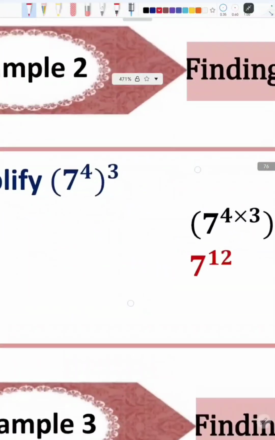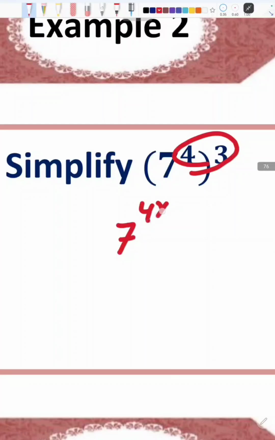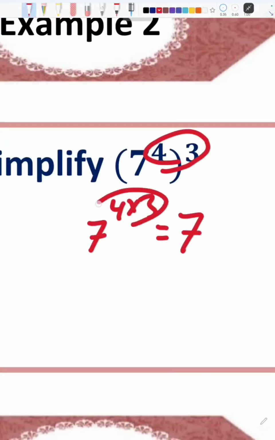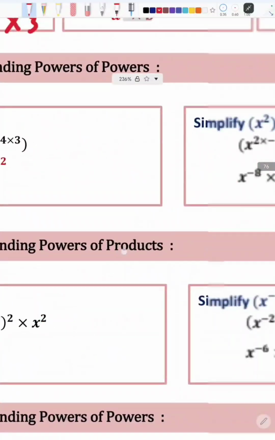In this example, I have a power raised by another power, so just multiply them. It will be 7, 4 times 3 equals 12. So it will be 7 power 12.